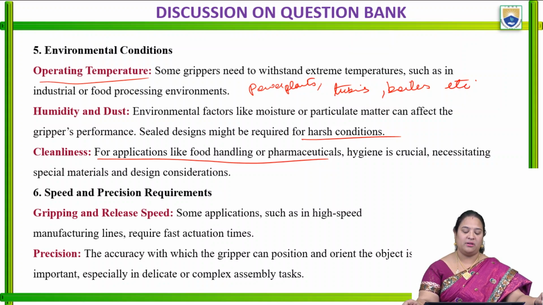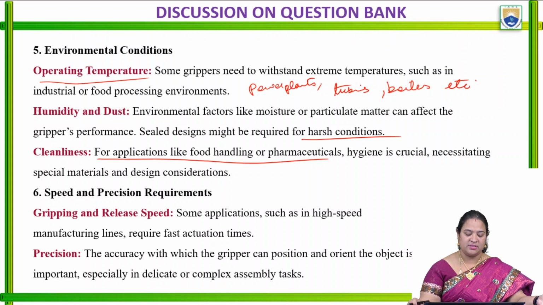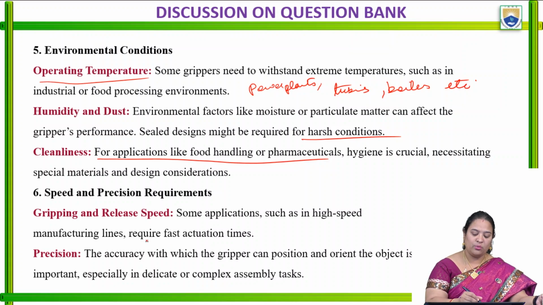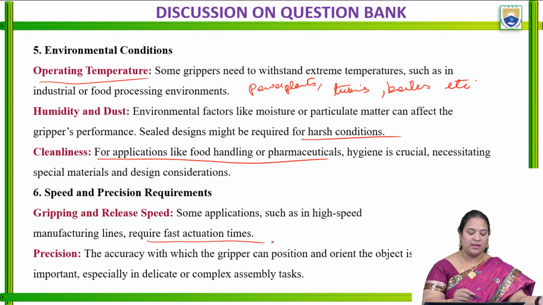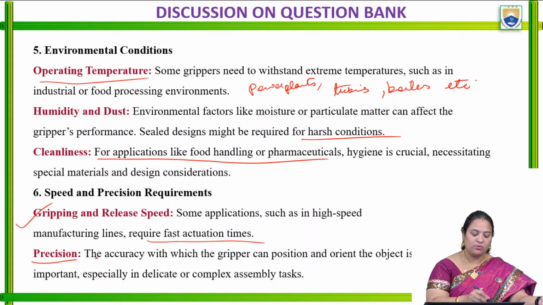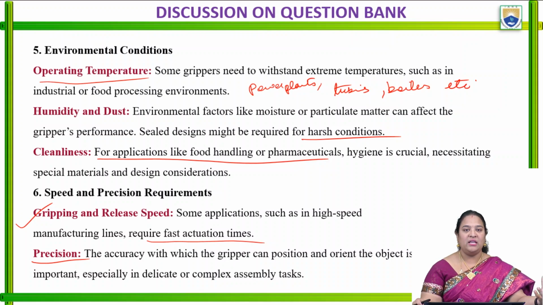Speed and precision requirement. Speed and precision requirement is at what speed the robot is acting. If it is acting at higher speed, what happens? It gets damaged. If it is acting at a very slow speed, what happens? The time consumption is more and the cost consumption will increase. So considering all this, some applications such as high speed manufacturing lines or the required fast actuating times are also to be considered while designing. And precision means what? We need to take care of the accuracy. When any particular object is being designed as output we are getting, we need to take care that that particular product's output will be more accurate, that it should have a particular constraint of precision.